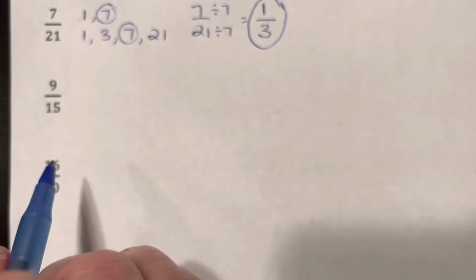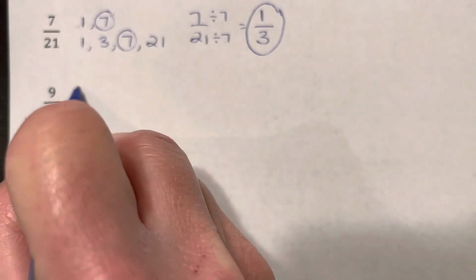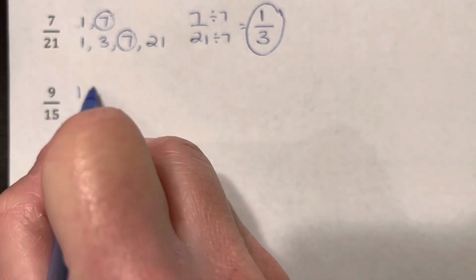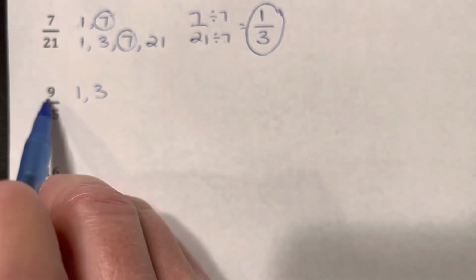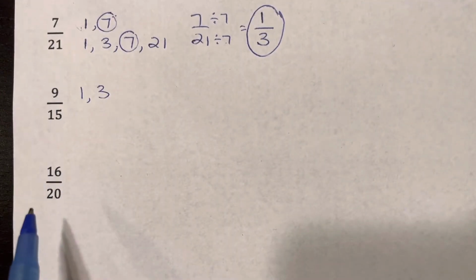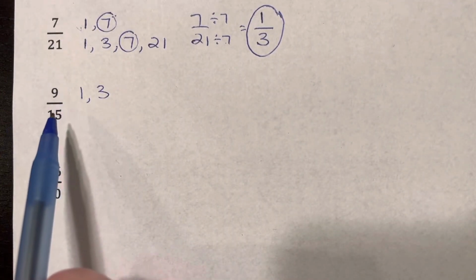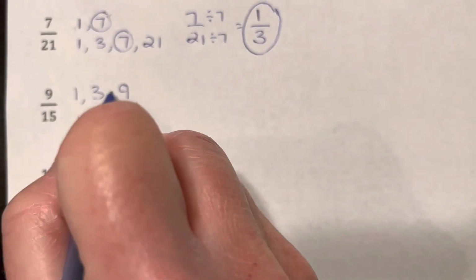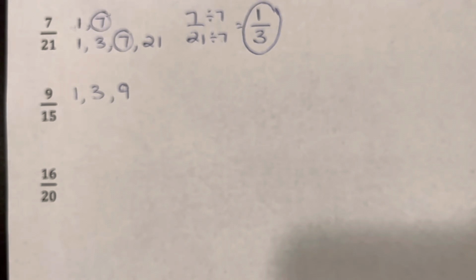Numbers that divide into 9. Well, I know that 1 divides into 9. 2 does not. 3 does. 9 divided by 3 is 3. 4 does not work. 5 does not work. Yeah, it doesn't end in a 0 or 5. 6 will not divide into 9 evenly. 7, 8, it looks like 9 is our last one. So 1, 3, and 9 are the factors of 9.